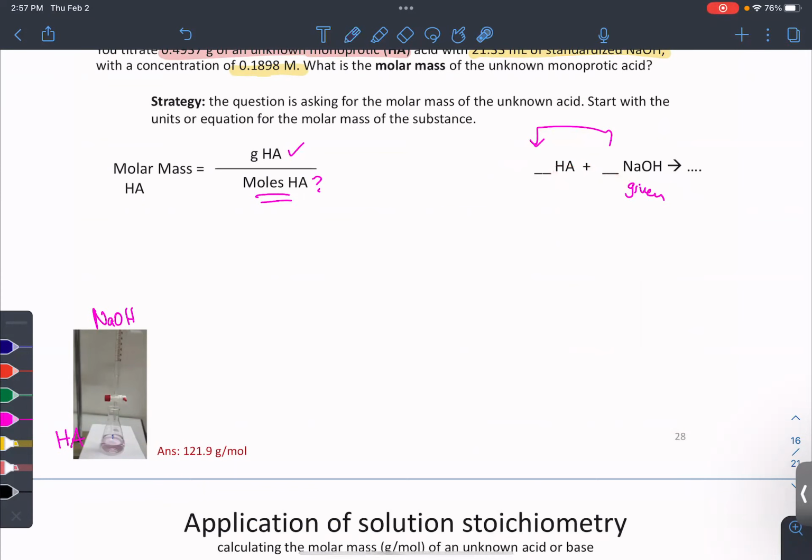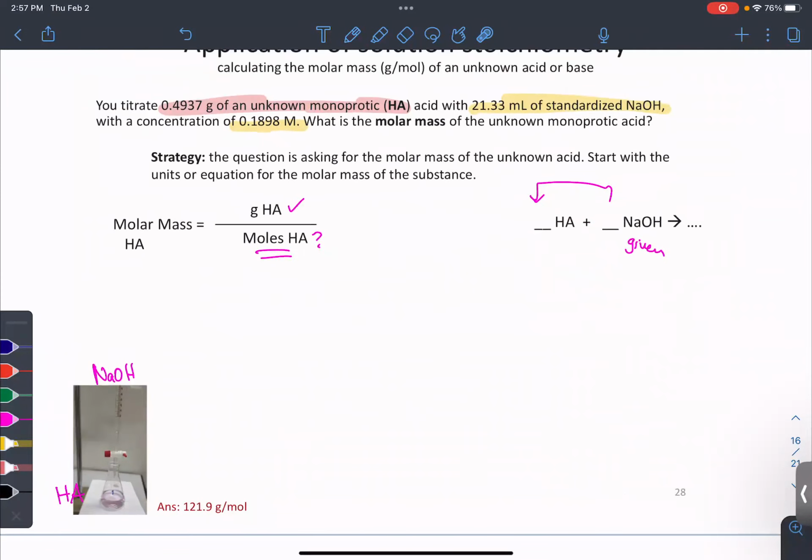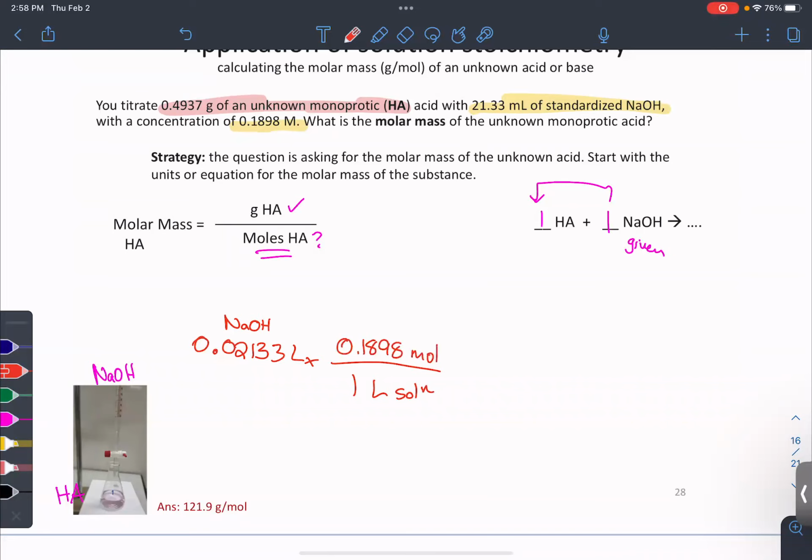First, let's balance the equation. 1-to-1, yes. Okay, 1-to-1. So we are given sodium hydroxide, and I'm just going to convert that to liters right off the bat. 0.02133 liters of sodium hydroxide. I want to use its molarity to convert to moles. So in 1 liter of that solution, there's 0.1898 moles of sodium hydroxide. But I want moles of HA for my molar mass calculation, so I need to use stoichiometry to get to HA.